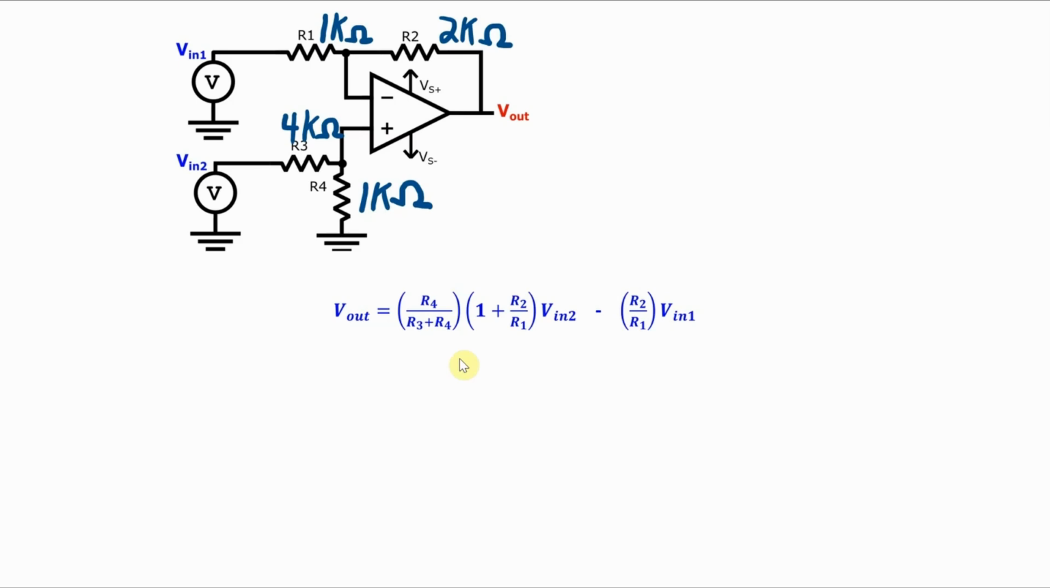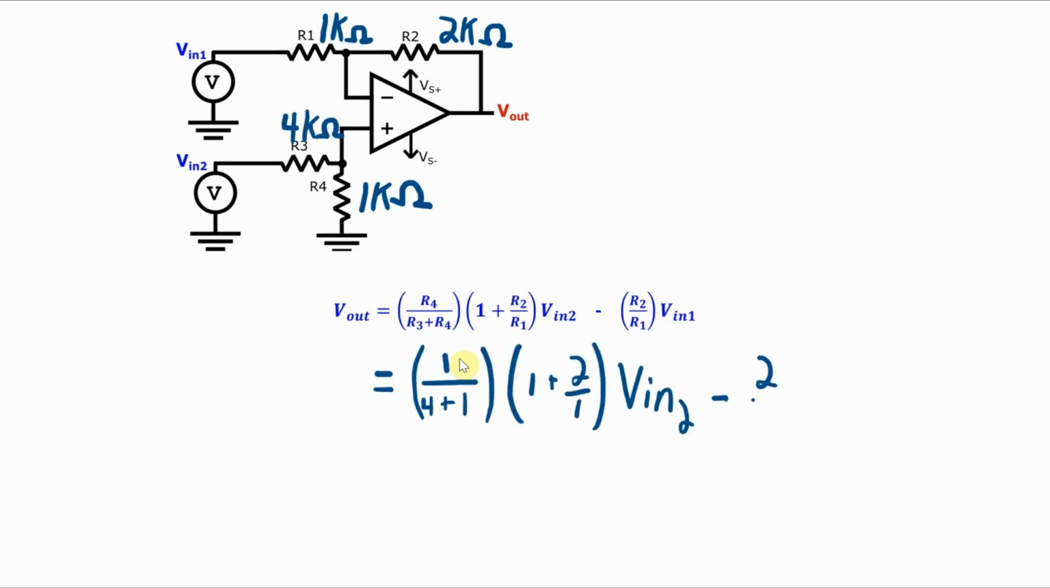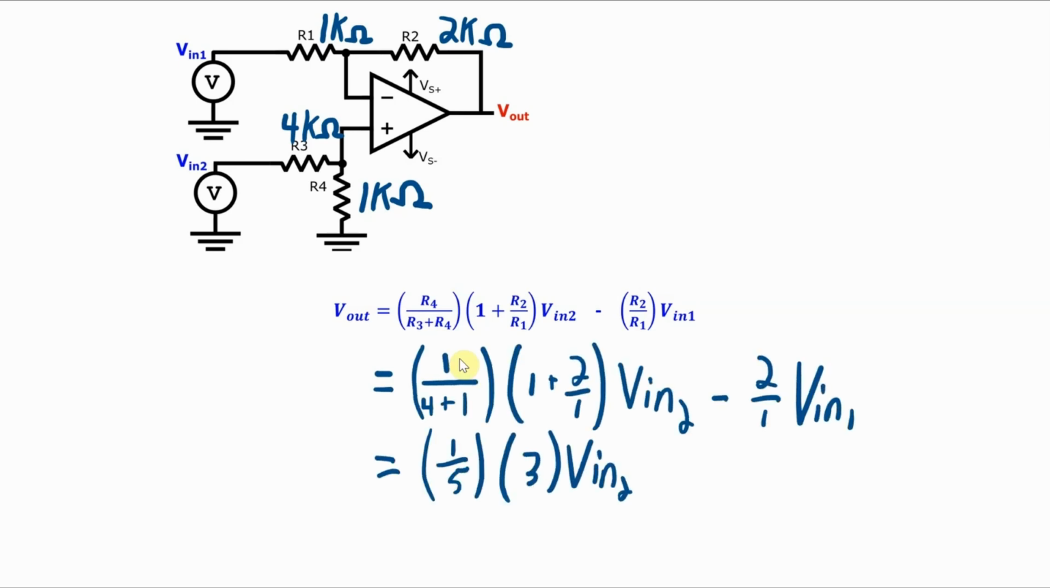Okay, let's look at one more example, this time with some arbitrary or different values for R1, R2, R3, and R4. You can see the values here. And here's my general equation for the output of this difference amplifier. And now if I plug these numbers into the equations, I get 3/5 of Vin2 minus 2 times Vin1 will be my output.